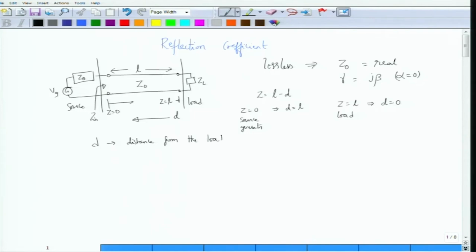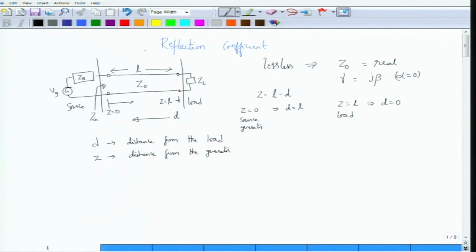So keep this in mind, whereas z represents distance from the generator. In cases where the generator is given and you want to select the load at a particular distance, then you actually use the variable z. But in most cases you would be using the variable d, which measures the distance from the load, okay.